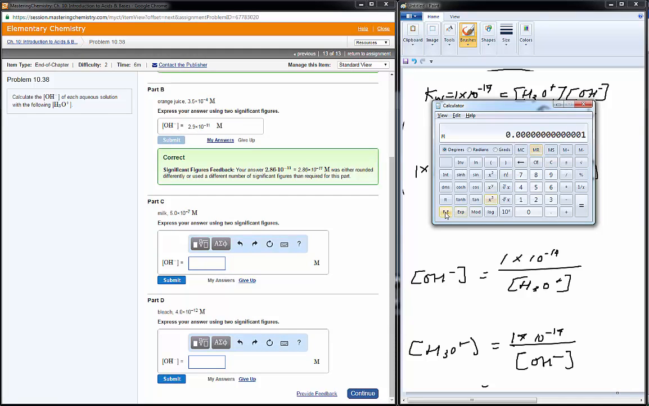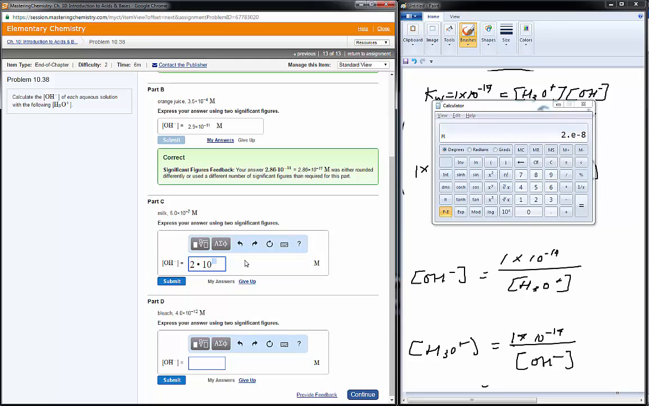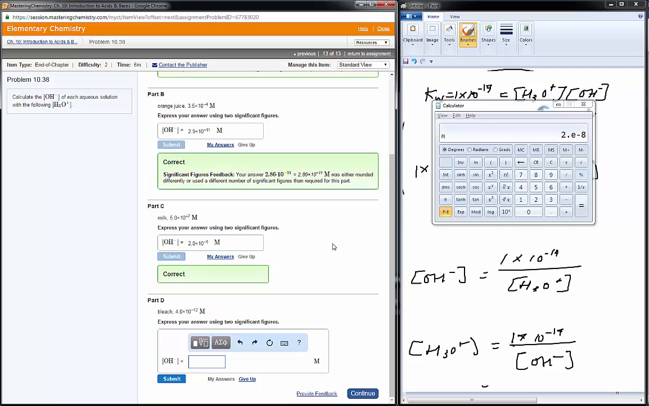And if I start with 1 times 10 to the negative 14th, and I divide it by 5.0 times 10 to the negative 7th, I get 2 times 10 to the negative 8th. And last problem, if I start with 1 times 10 to the negative 14th, and divide that by 4 times 10 to the negative 12th, I get 2.5 times 10 to the negative 3rd.